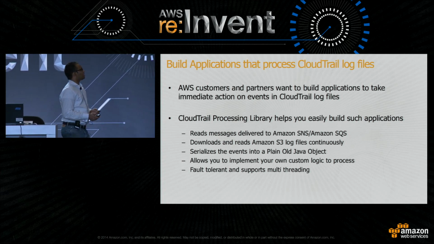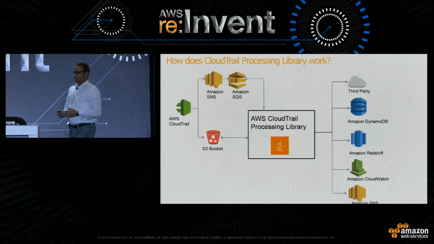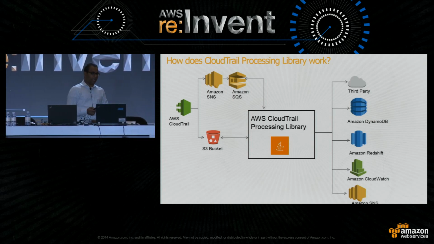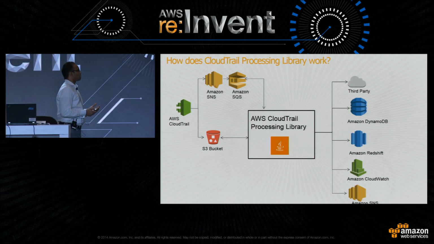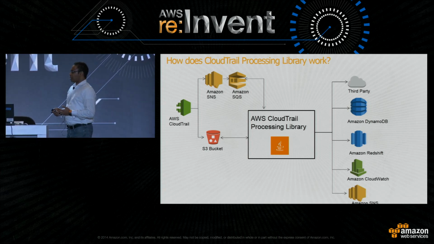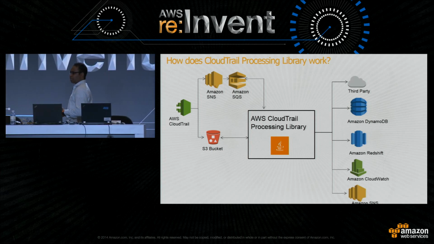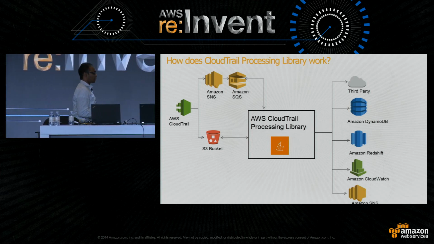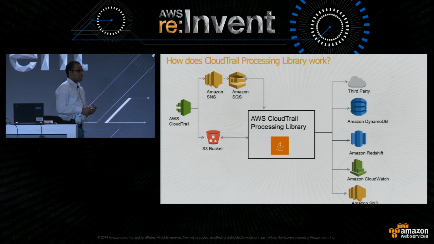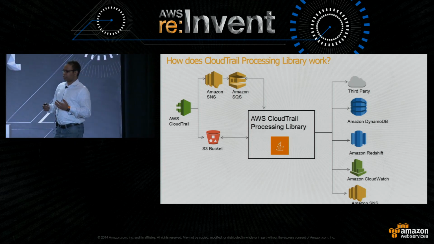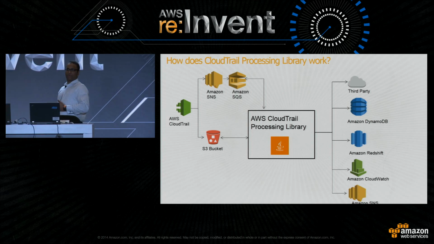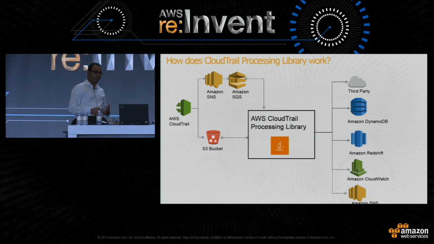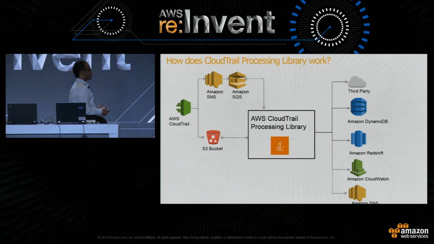So how does this library look and work? You've already turned on CloudTrail, subscribed to an SNS notification, and connected an SQS queue to that SNS topic. You provide that queue name as an input to the CloudTrail Processing Library, along with your credentials. The library starts, continuously looks for messages in the queue, retrieves those log files, and delivers you events that you can act upon.